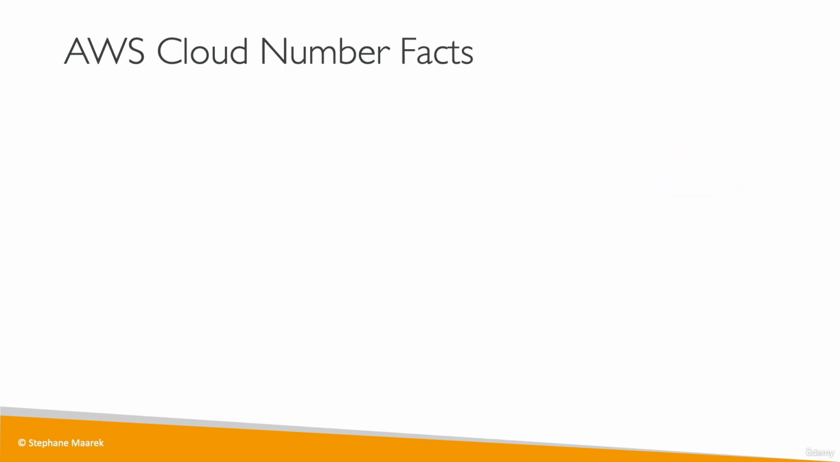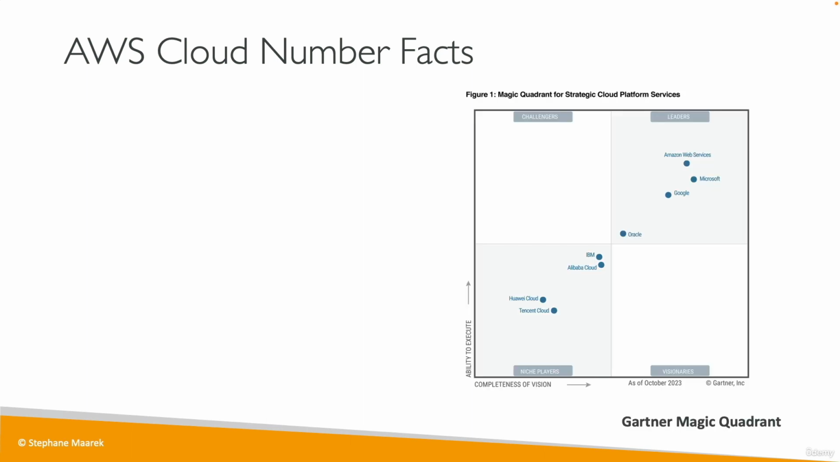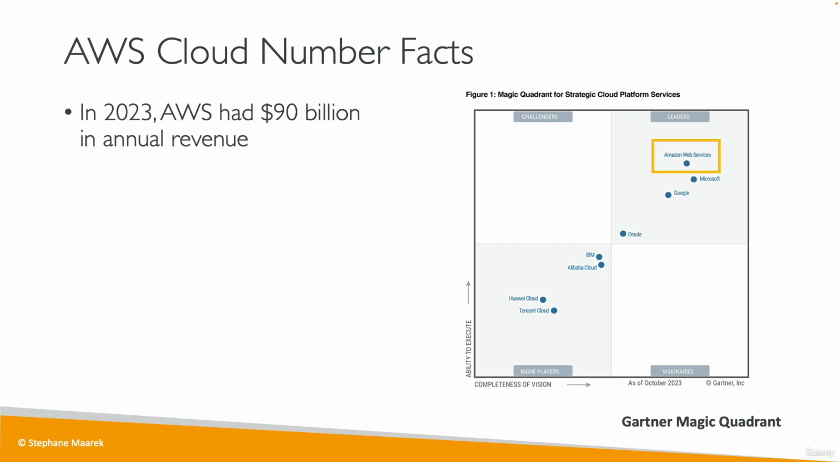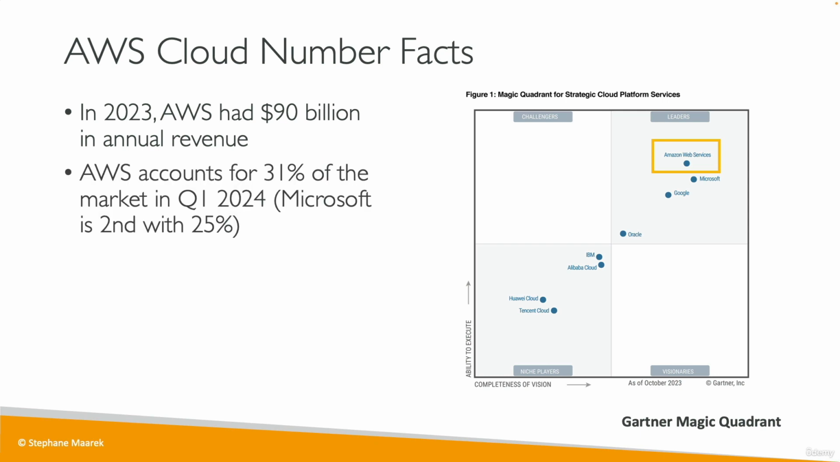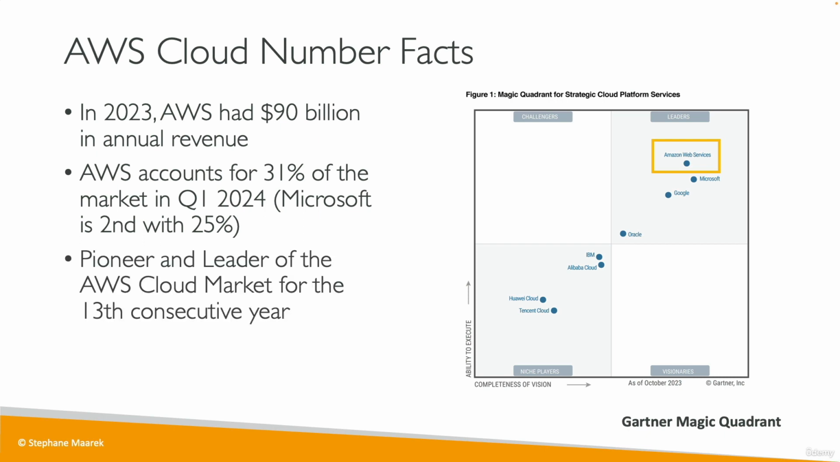Now, let's look at where AWS is today. If you look at the Magic Quadrant from Gartner, you can see that AWS is a leader, and it has been the case for many, many years. So AWS now has $90 billion in revenue as of 2023, and it accounts for about 31% of the market in Q1 2024, with Microsoft being second with 25%. It's been a pioneer and a leader of the market for 13 consecutive years, and it has over 1 million active users. So learning AWS really sets you up for success in the cloud world.